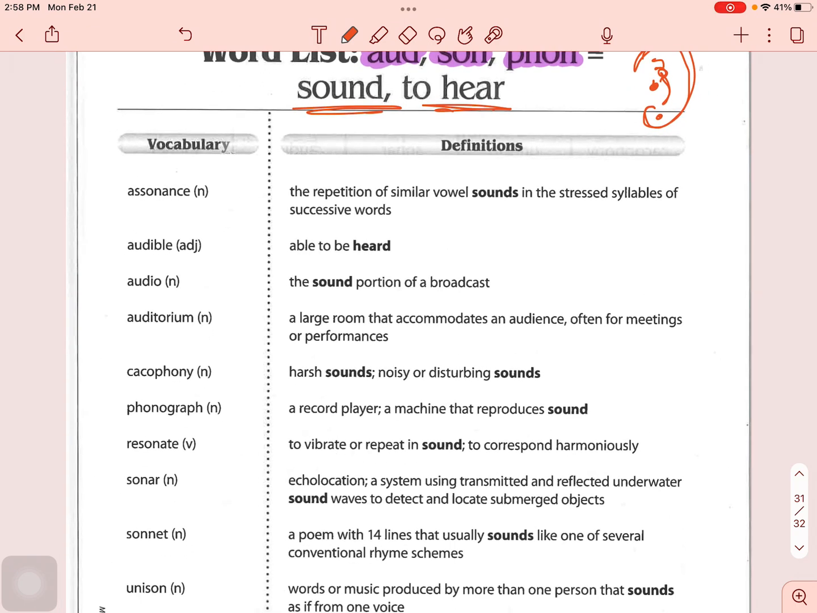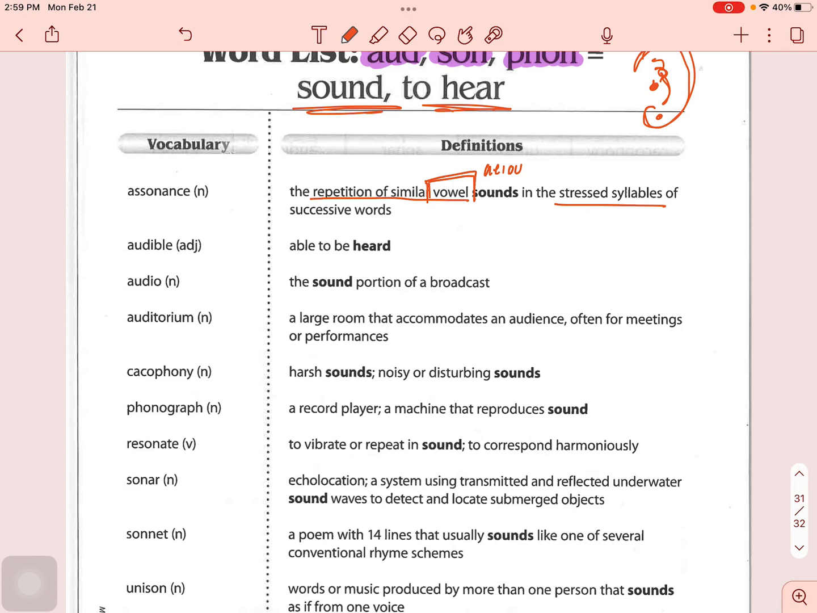So yeah, guys, this is the repetition of similar vowel sounds, okay? So I know we've talked about alliteration in the past, and alliteration typically has different consonants at the beginnings of words. This, on the other hand, is vowels, not consonants. So we're talking A, E, I, O, or U, okay? And it's in the stressed syllable, so not necessarily at the beginning of the word.